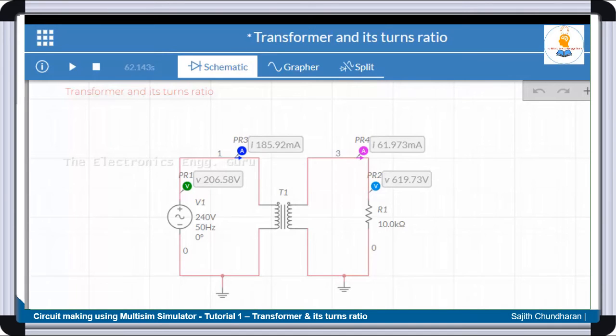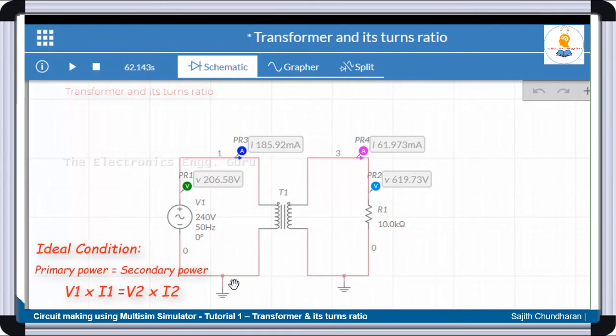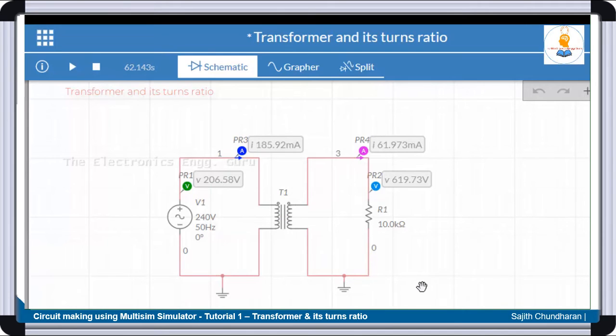How is that possible? That is possible because by default in a transformer, the primary power will always be equal to the secondary power. Power is nothing but voltage multiplied by current. If the voltage at the secondary increases compared to the primary, the only way to keep the power the same is to reduce the current by the same factor. So if voltage is increased by a factor of 3, the current must be reduced by a factor of 1/3, so that the power remains the same.